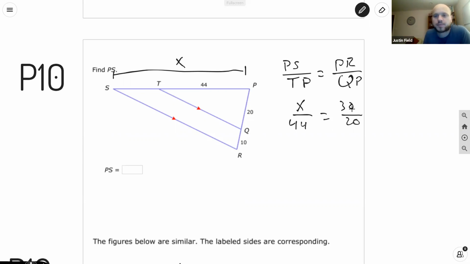All right. 3 over 2. So 2x equals, what's 44 times 3? It's 132. 132. Divide by 2. Divide by 2. I'm so lazy. 66. That means x is 66. All right, so just some cross multiplying. I forgot to draw my arrows. Boom, boom. So I got that. Okay, last one.